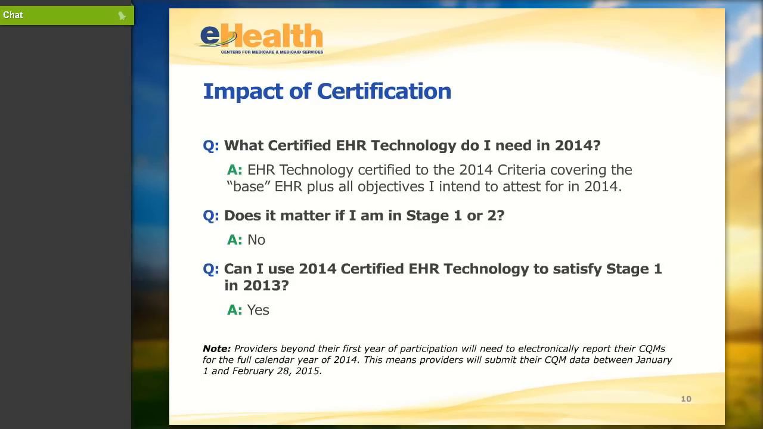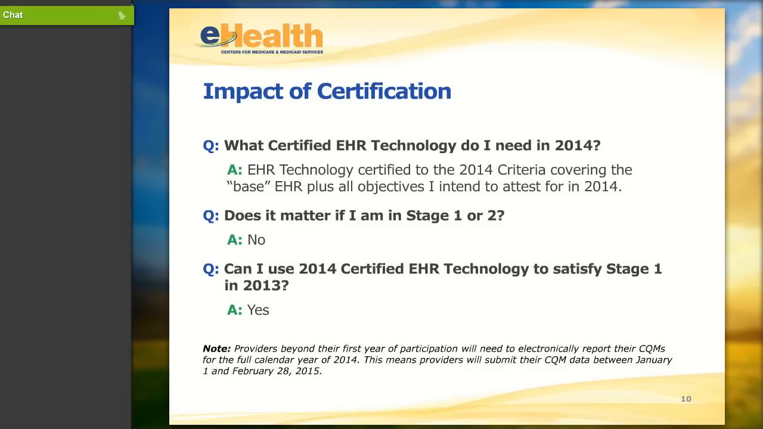One of the things that does change as you move into 2014 is that you have to upgrade your Certified EHR technology. Everybody right now has EHR technology that is certified through the end of this year. But you're going to need to upgrade next year to 2014 certified technology. The reason you have to do that is because there are new requirements in Stage 2, and there are also new requirements in Stage 1 as we move forward. So EHR technology has had to be updated for those new requirements.